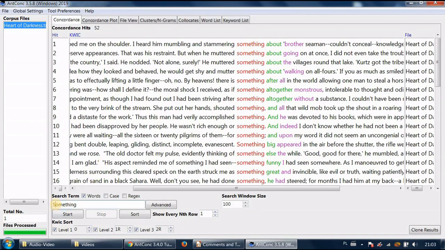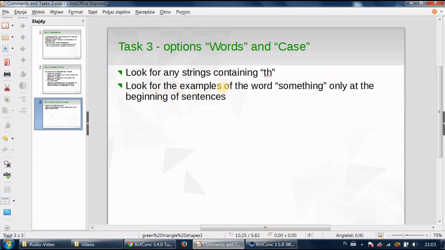Okay, so you see, even though I wrote this with a capital letter, the results contain examples which have small letters, but also the one with the capital letter is here as well. But if you tick this on, obviously this matters. So the task is this: look for the examples of the word something only at the beginning of the sentences. So stop the recording and please do the task now.